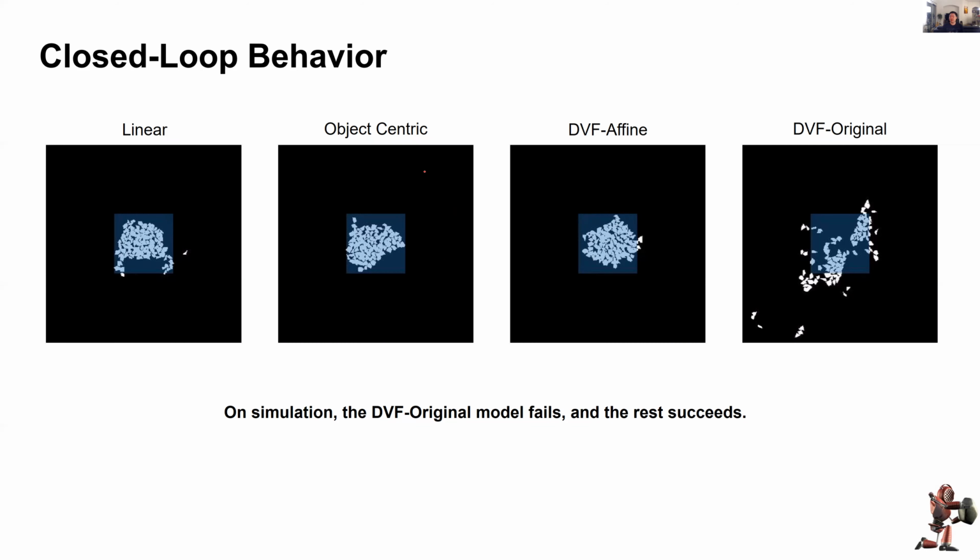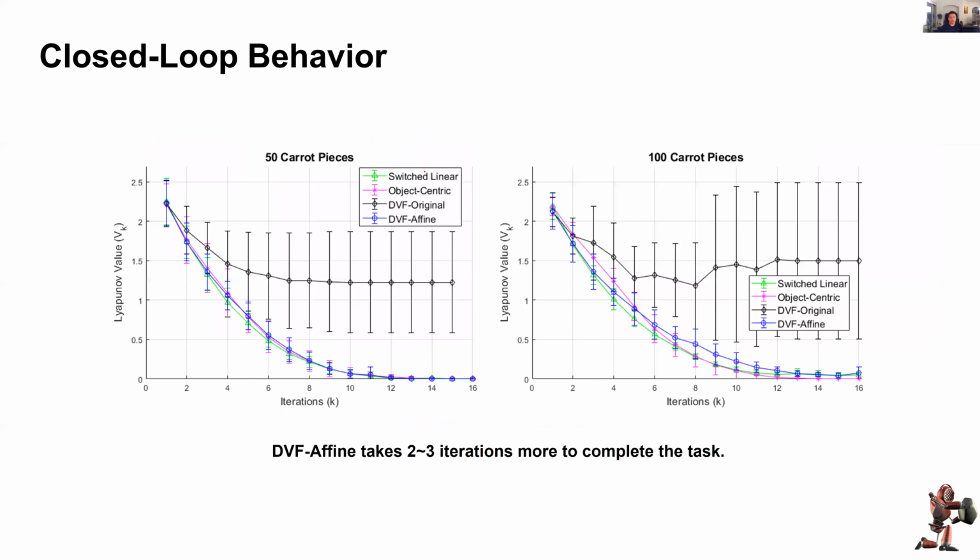It does nothing to affect the actual image. And the same image would get fed back again to the controller, and it just does the same thing over and over again, thinking it's going to make a change, but it doesn't. So looking at the Lyapunov descent curve, you can see that the switched linear model and the object-centric model are both doing okay. The DVF affine model usually takes a few more iterations to complete the task, but it still completes it, while the original model fails.